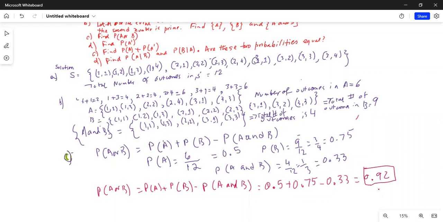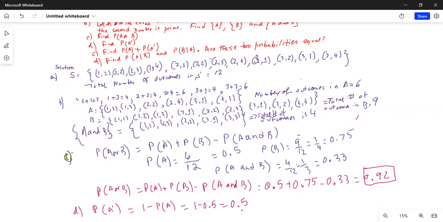Next one, it says find P of A prime. Okay, we did. No, it says find P of A prime. So part D, find P of A prime. And that is equal to 1 minus P of A. Now we know probability of A is 0.5. So 1 minus 0.5 is 0.5.